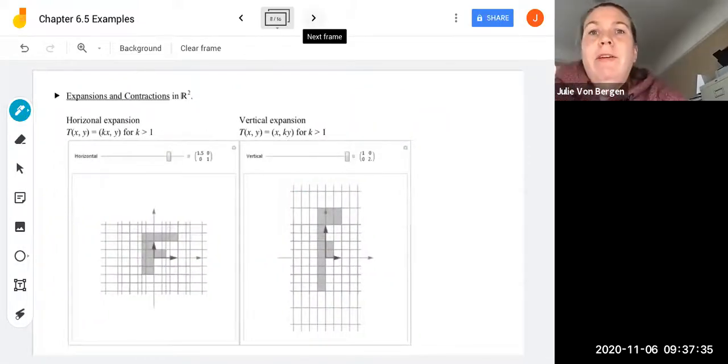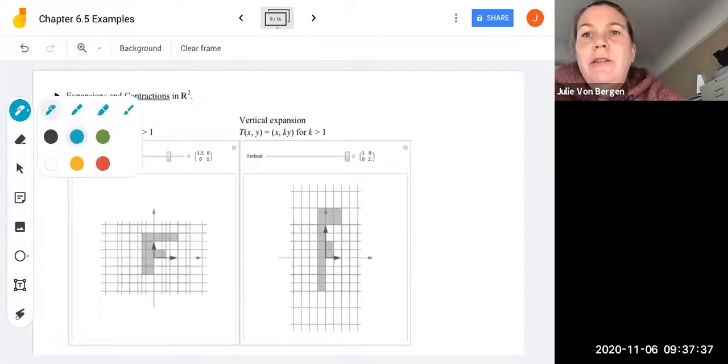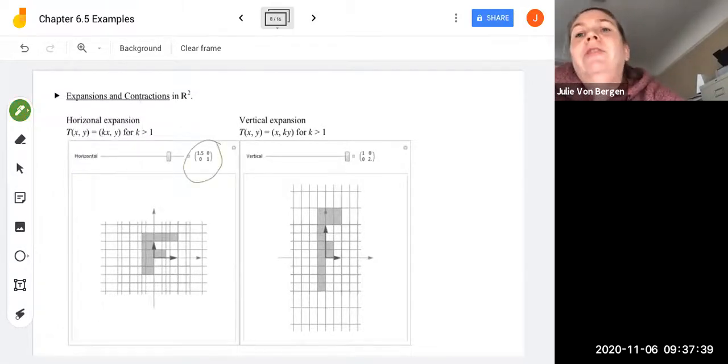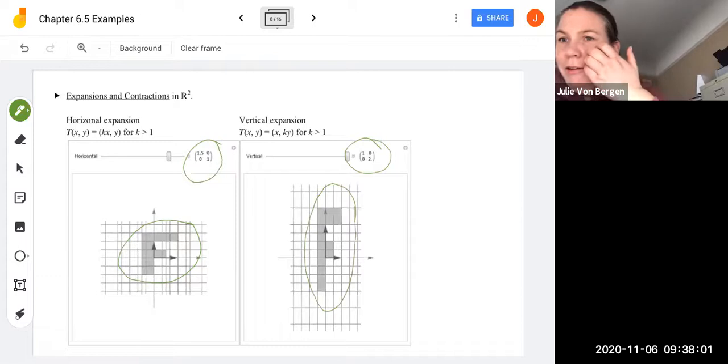Here are some visuals of expansions and contractions. So in this first example, our K is 1.5, so we put a 1.5 in the first entry of the matrix. And you can see here, F is stretched out horizontally by 1.5. And in our second example, K is 2. So that means we've got this vertical expansion of the F. And so here the F is expanded vertically by a factor of 2.